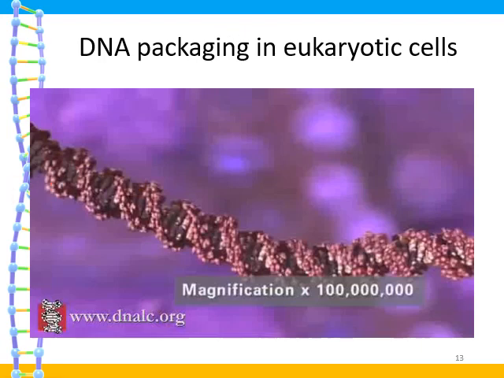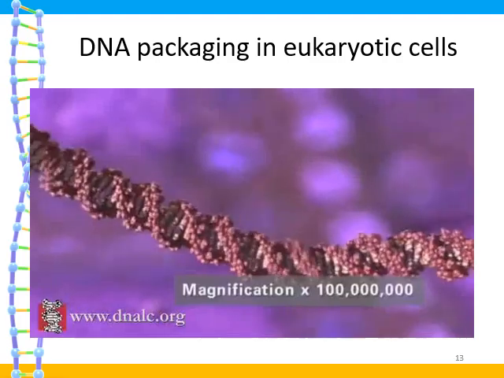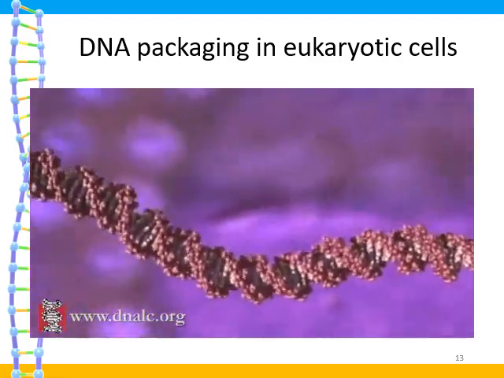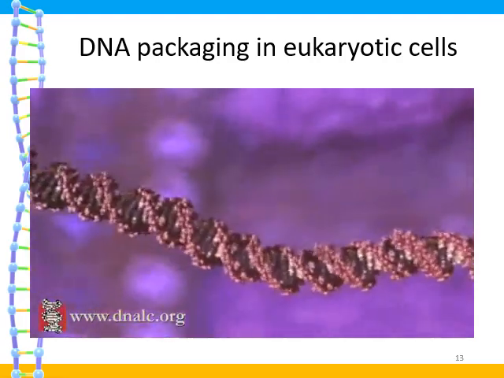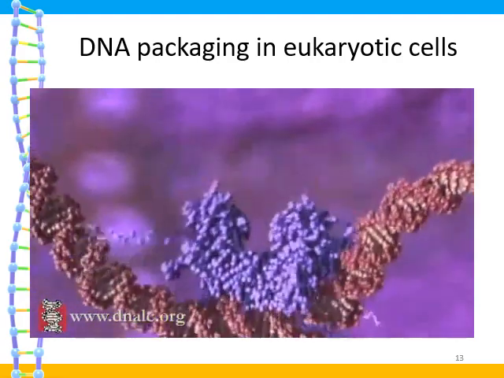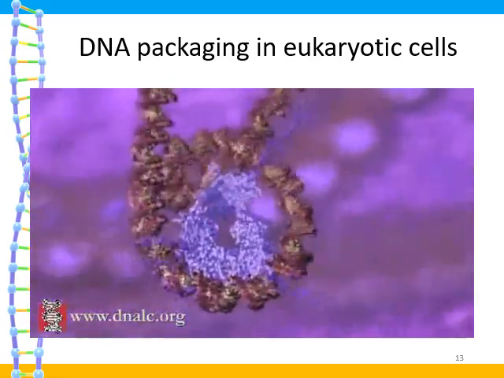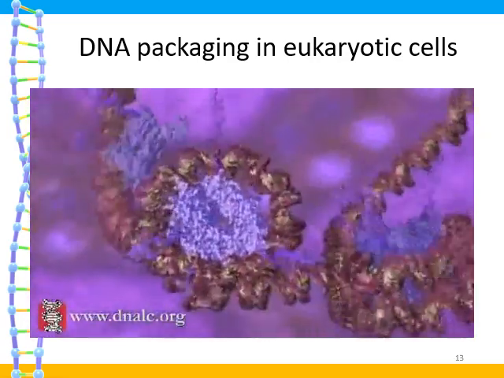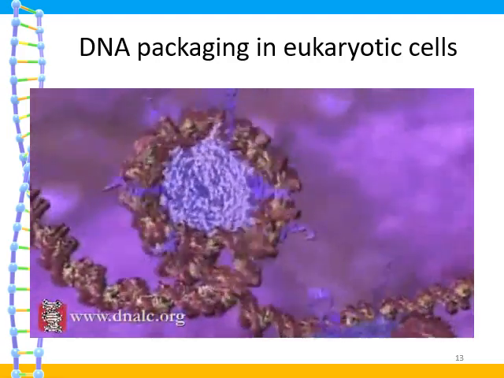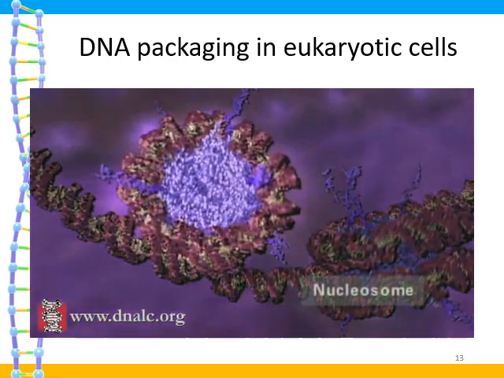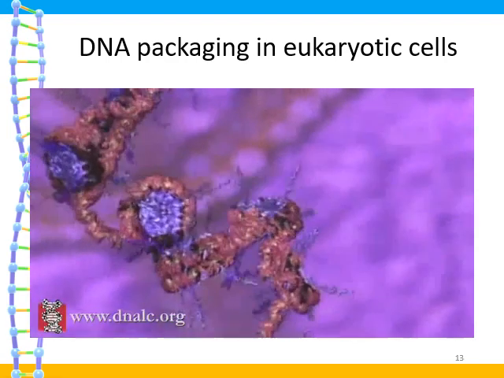DNA packaging in eukaryotic cells is very, very interesting. And this is the DNA, shown at a magnification of 100 million. And this is the bare DNA. It does not contain any protein, but proteins come and attach to the DNA. And you see here that the core structure of the histone is being formed in the middle of the DNA. And so this is the nucleosome, which is formed by the DNA turning around the histone molecules.